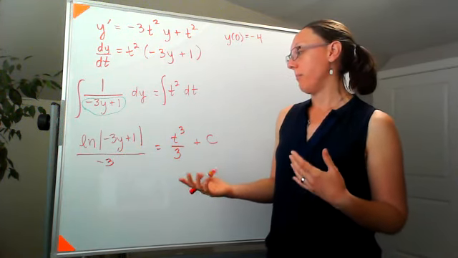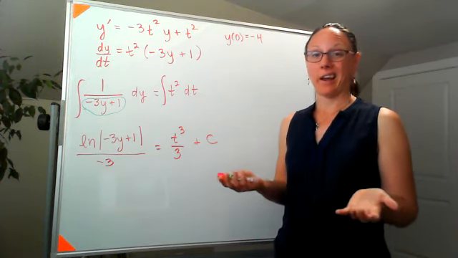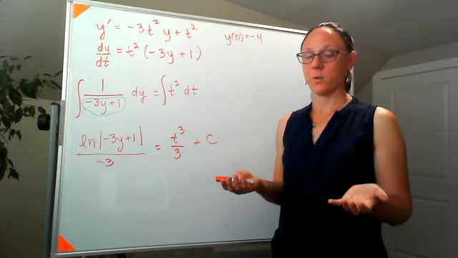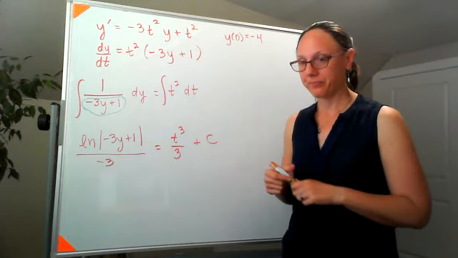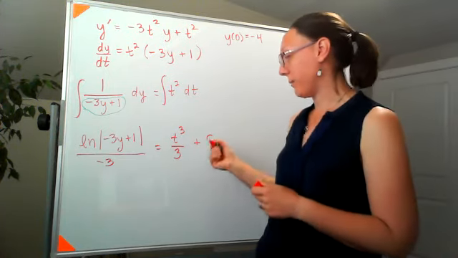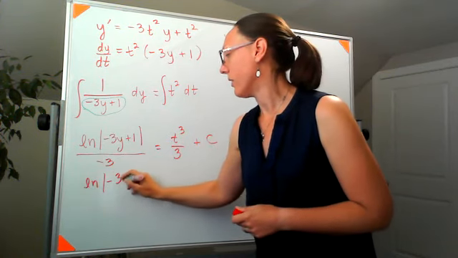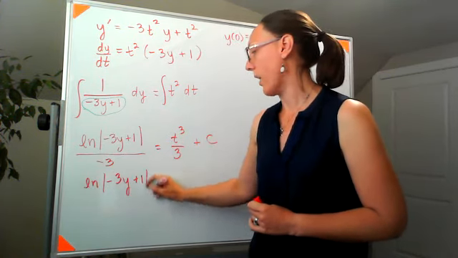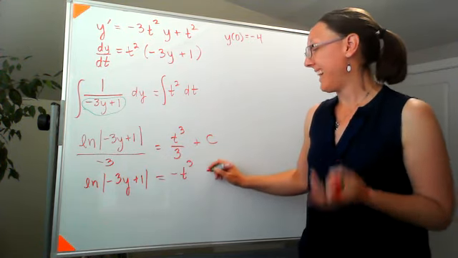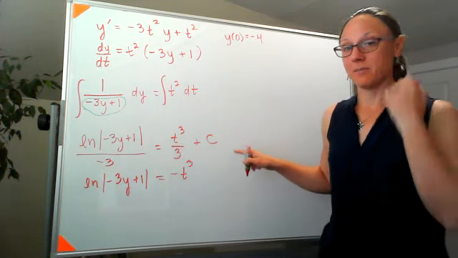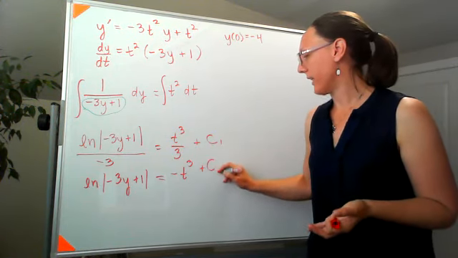For my sake, when I look at this, I don't really want to mess around with fractions, so I would choose to multiply the entire equation by negative 3. If I multiply everything by negative 3, then I get ln absolute value negative 3y plus 1 is equal to negative t cubed, and negative 3 times this constant is still a constant, so I'm just going to call it c2.